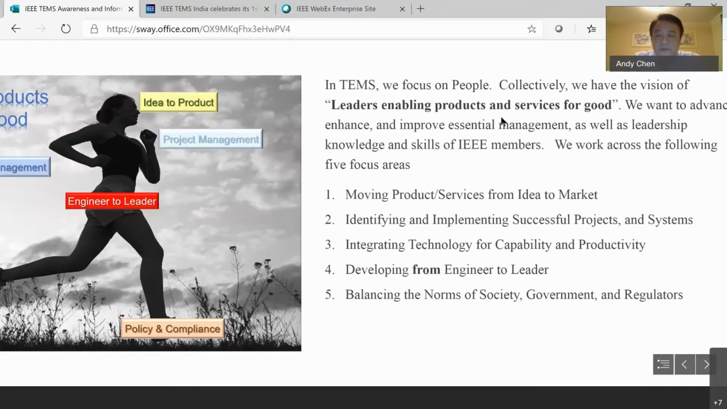More importantly, our members are focused on balancing the norm between society, government, and regulations. So looking at the technology, how does that balance all the needs of societies? How do you comply to the government regulations? So those are five areas.